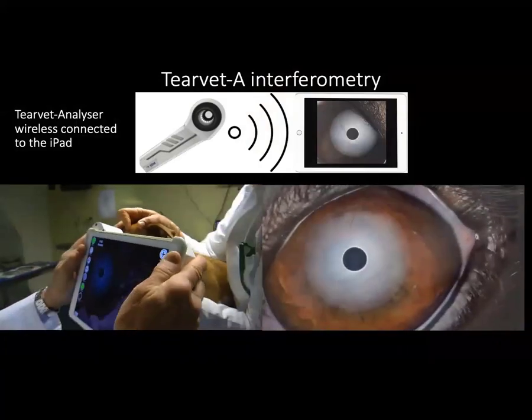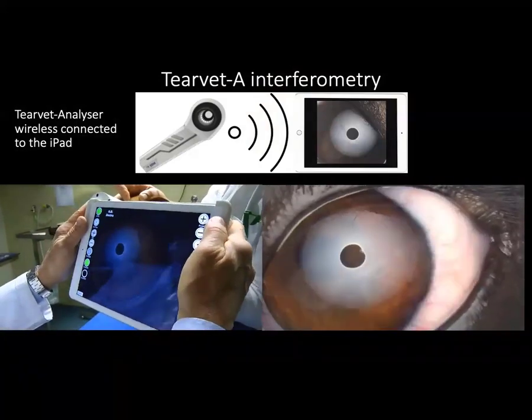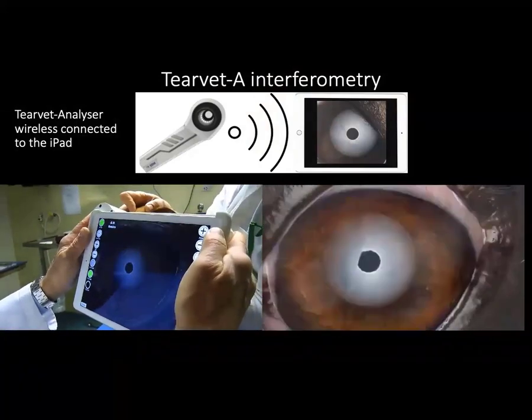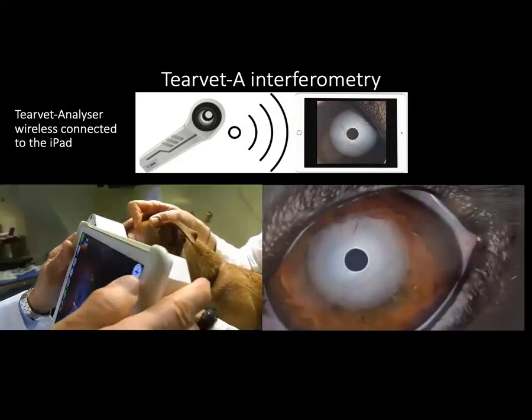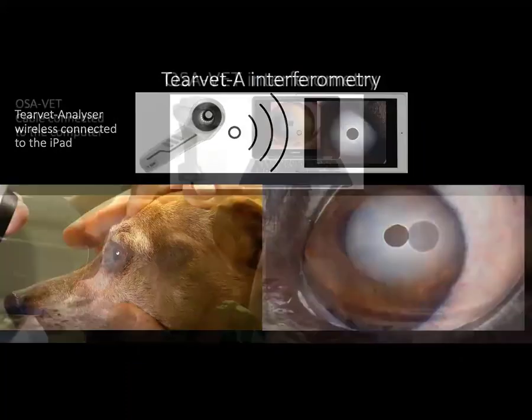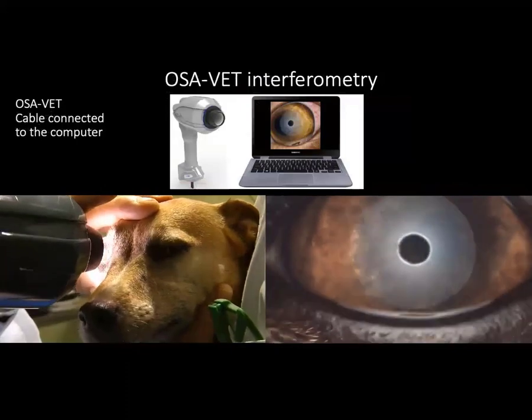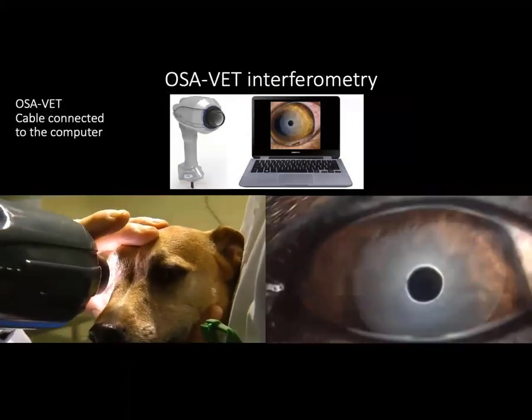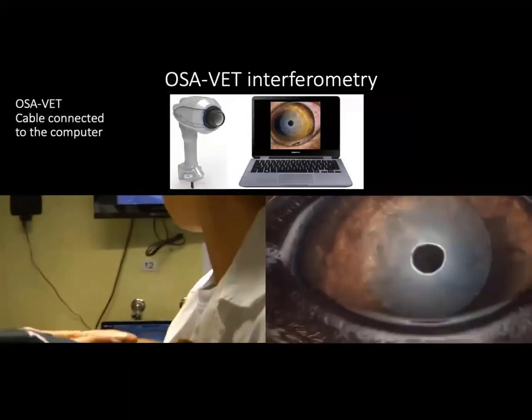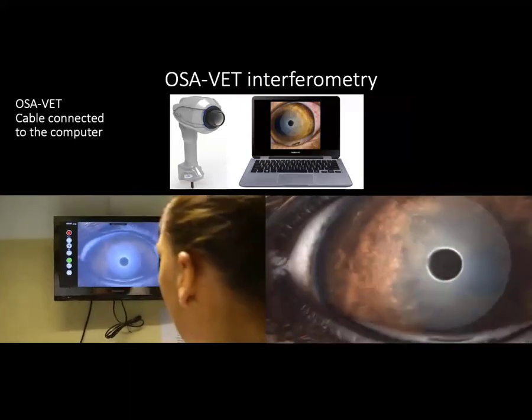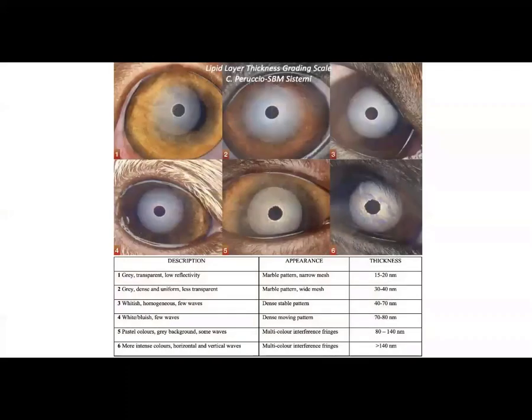This is the TFET analyzer, wirelessly connected to the iPad, as you can see here very well, in a dog. And it is the same dog examined by OSAVET, cable connected to the computer. Lipid layer patterns are evaluated to determine lipid layer thickness. We consider transparency, color, or texture.